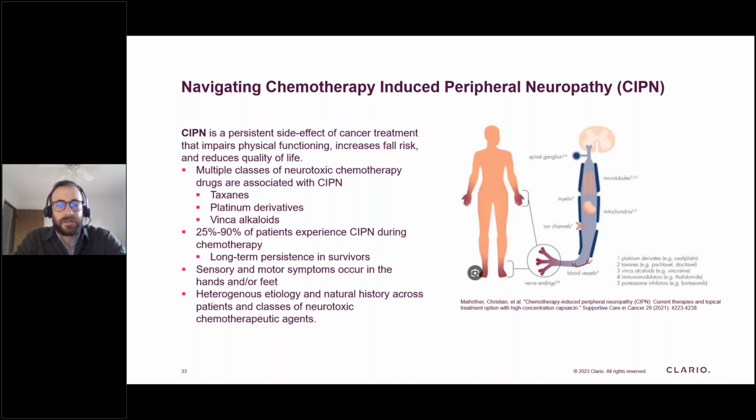The etiology and natural history of CIPN varies between patients and class of chemotherapeutic agent. However, sensory and motor symptoms of CIPN are known to occur in the hands or feet, which is indicated on the diagram on the right. This illustrates the effect of various classes of chemotherapeutic agents on structures of the peripheral nervous system, including nerve endings, blood vessels, the spinal ganglia, mitochondria, ion channels, and myelin. Next slide, please.